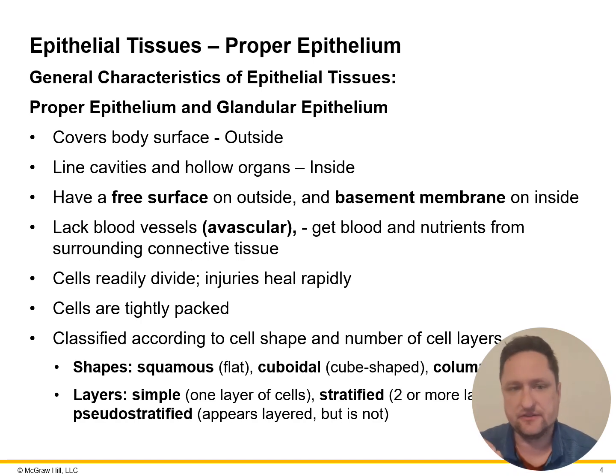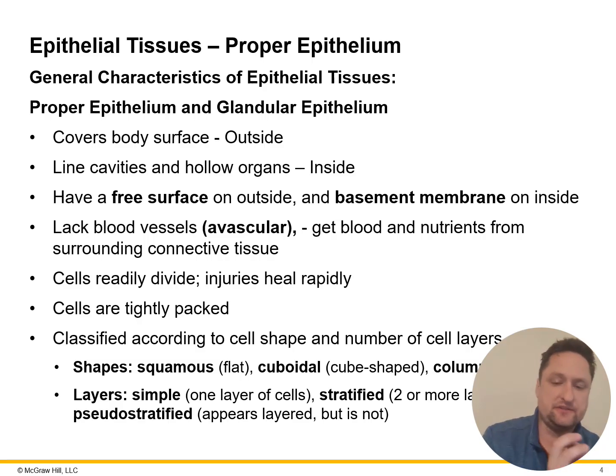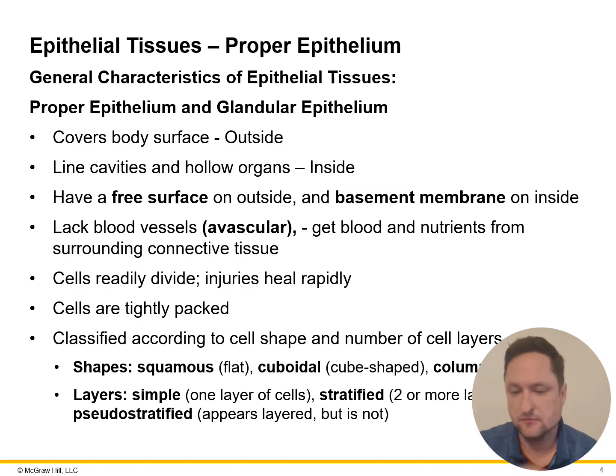These guys are avascular, which means that they do not have blood vessels. So any nutrients that they receive must be diffused to them from underlying connective tissue. These cells exhibit polarity, with one surface exposed to the external environment or the internal cavity, and the other anchored to a basement membrane. We'll see what a basement membrane looks like when we get to the pictures.